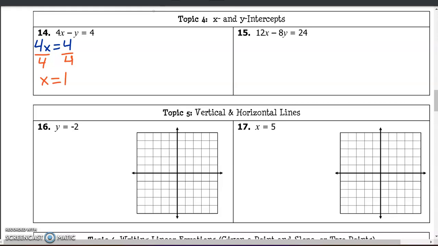All right, if they ask for this as an ordered pair, remember that's your x value is 1, your y value is 0. Okay, now for y-intercepts, we do the opposite, right?